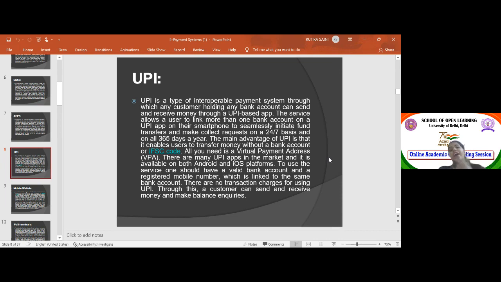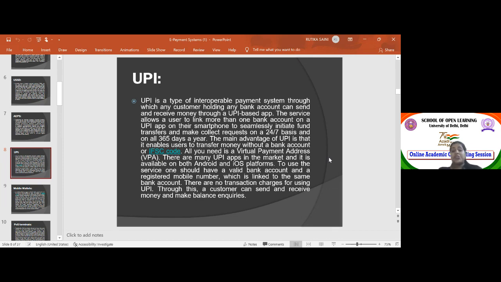Only one UPI ID is enough. All you need is the virtual payment address. The UPI ID is known as the VPA, or the virtual payment address. There are many UPI apps in the market, and it is available on both the Android and iOS platforms. To use the service, one should have a valid bank account and a registered mobile number.